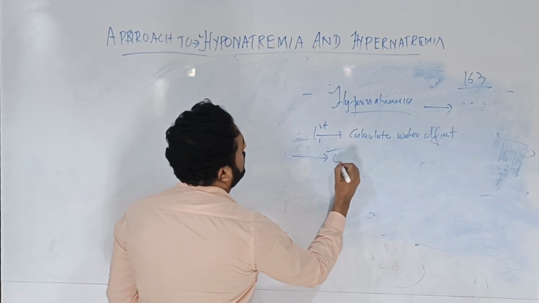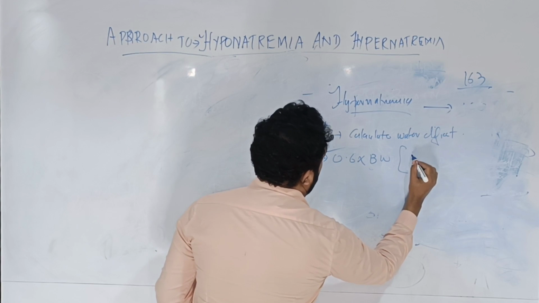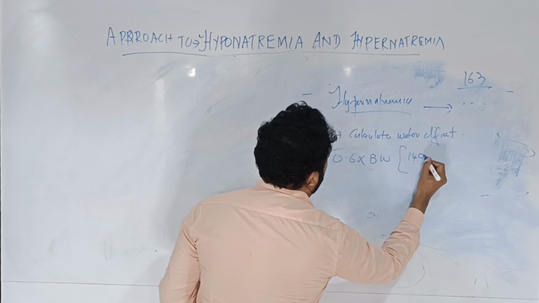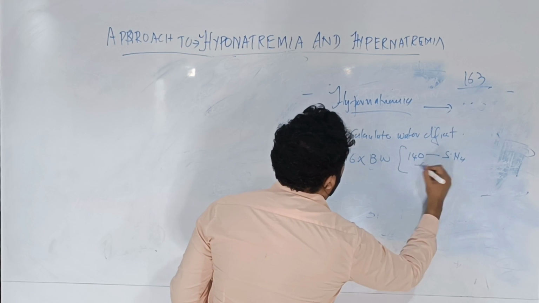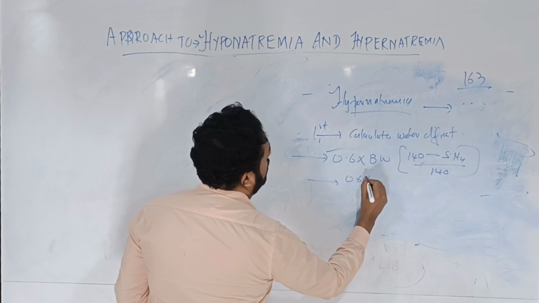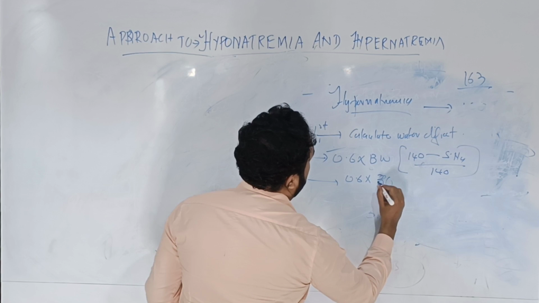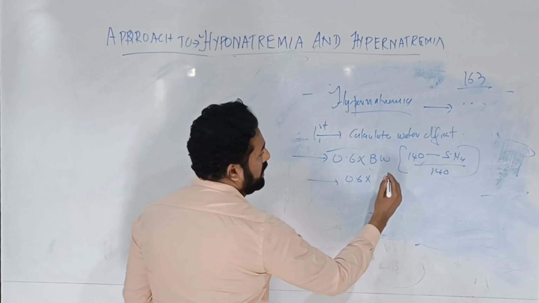The water deficit formula is given by 0.6 into body weight into (140 minus serum sodium) divided by 140. So that is 0.6 into body weight. We will take the same case. There it was body water, here it is body weight.